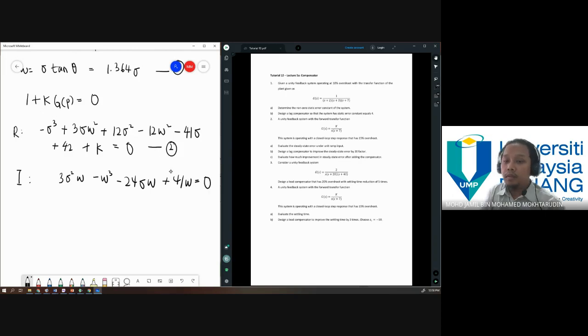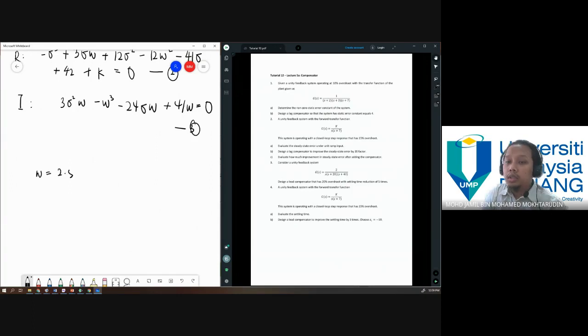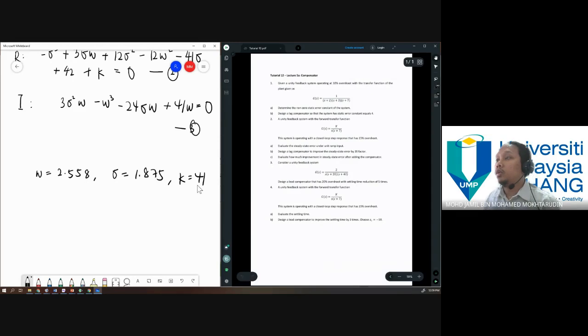Okay, so this is equation number 3. So solve equations 1, 2 and 3 simultaneously. So you will end up with omega equals 2.558, sigma equals 1.875, and K equals 41. Okay, so we get our K equals 41.